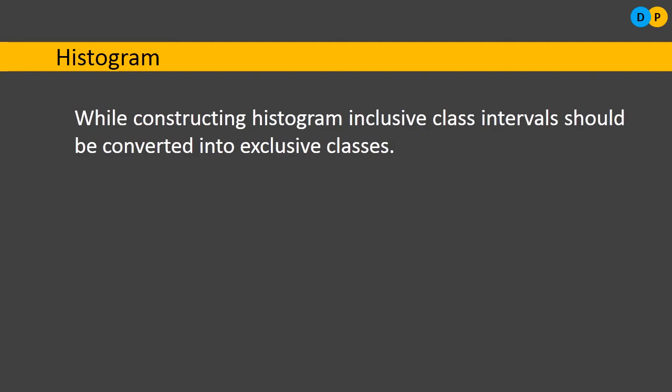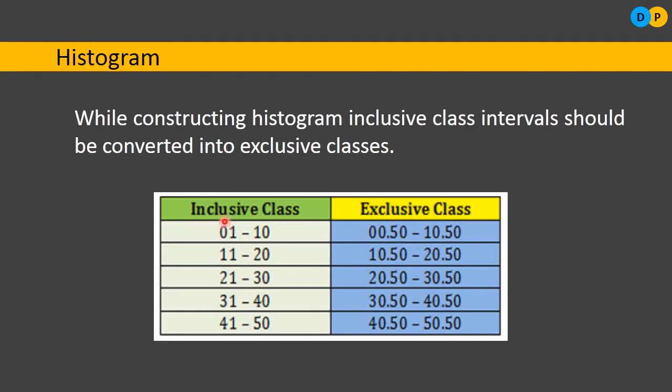Next, while constructing the histogram, let us say we need to consider a class interval which is inclusive in nature. What do you mean by an inclusive class interval? Please notice here, we have inclusive class intervals 1 to 10, 11 to 20, 21 to 30. Both the lower limit and upper limit of the class are included in the same class. Please notice 11 to 20 is one class: both the lower limit 11 and the upper limit 20 are included in the same class interval.